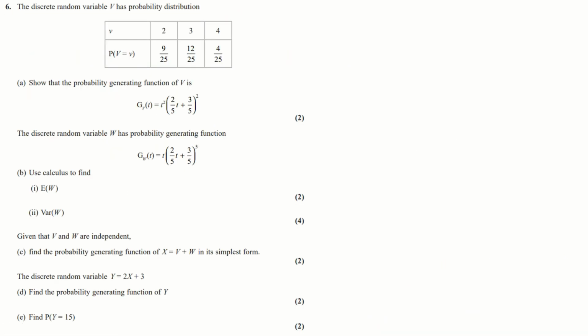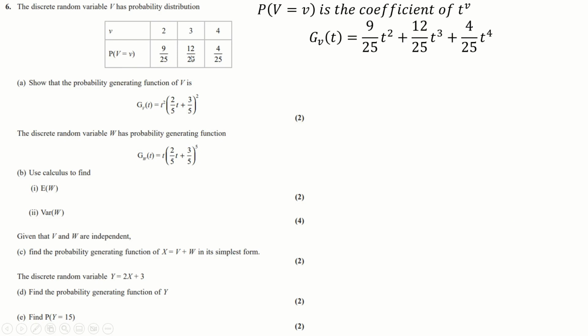So the probability generating function then, the key thing about generating functions is the probability of X equaling v is the coefficient of t to the power v. So therefore, this generating function can be written as 9 over 25 times t to the 2, plus 12 over 25 times t to the 3, plus 4 over 25 times t to the 4, because therefore we've got the probabilities of X equaling v as the coefficients of those respective powers here.